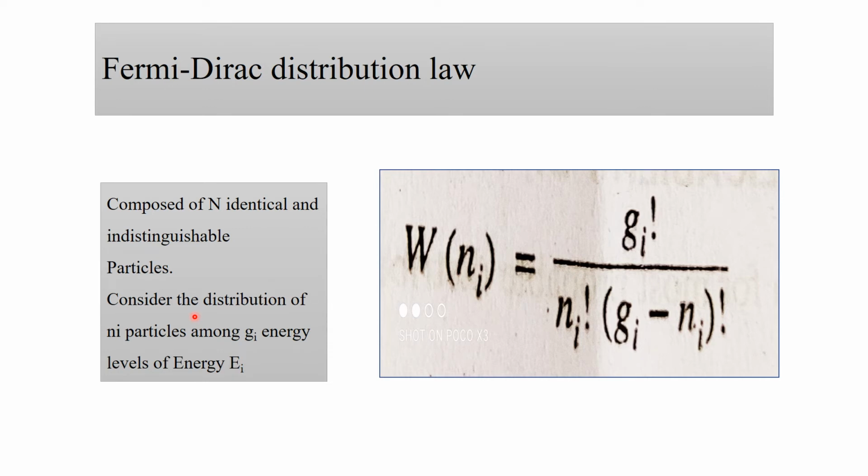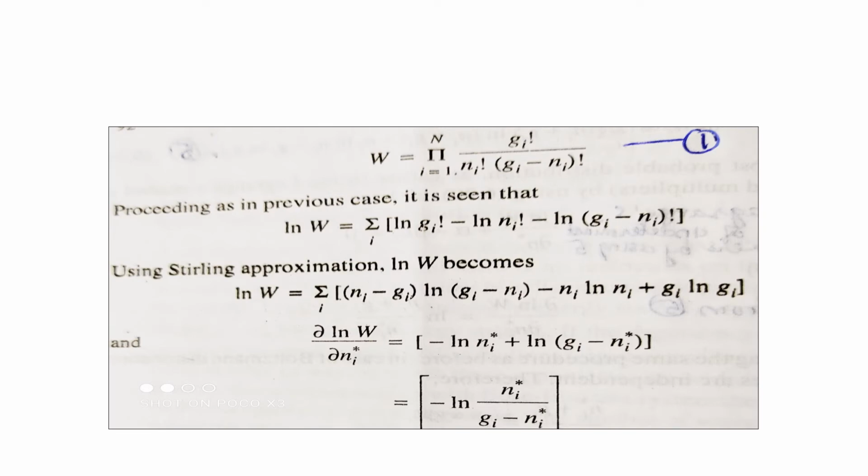The number of ways of obtaining such a distribution is given by W equals Gi factorial divided by Ni factorial into (Gi minus Ni) factorial. The total number of ways for the whole system consisting of N particles would be W equals the product over i equals 1 to n of Gi factorial divided by Ni factorial into (Gi minus Ni) factorial. That is equation number 1.